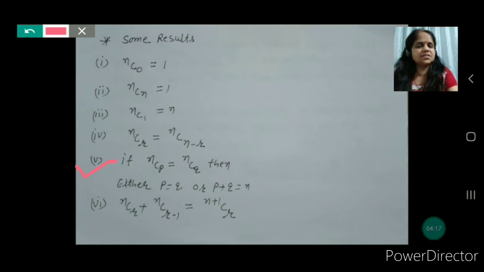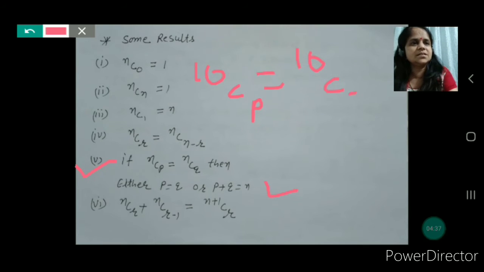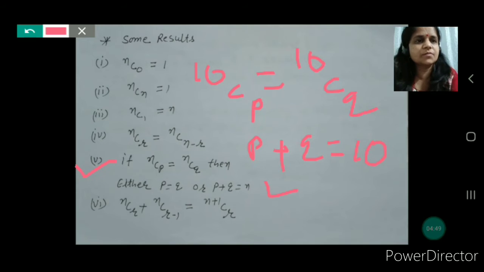Next, if nCp is equal to nCq, then either p is equal to q or p plus q is equal to n. It means if there is 10Cp and 10Cq, then p and q are equal, or p plus q is equal to 10. We will apply these results, students, in questions of exercise 7.4.